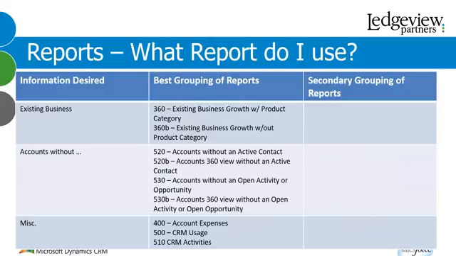There's a couple miscellaneous reports out there. Report 400, if you happen to use account expenses, interact that information in CRM, Report 400 can really group that together for you. CRM usage, if you want to see how your reps are utilizing CRM. And also 510 shows how they're utilizing activities.